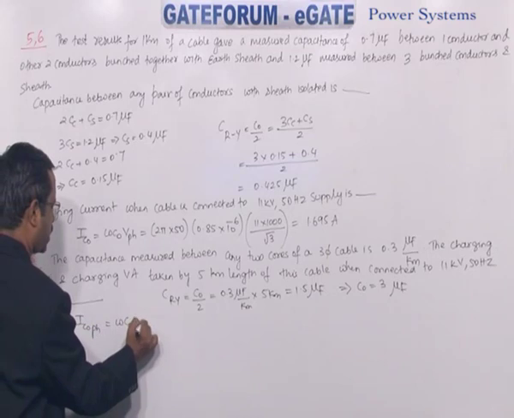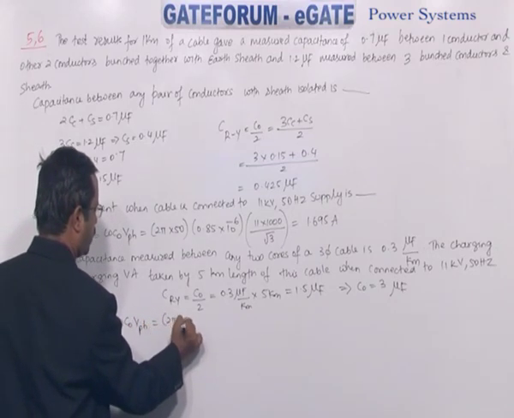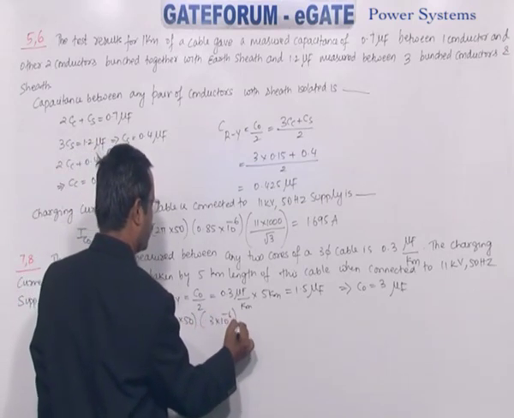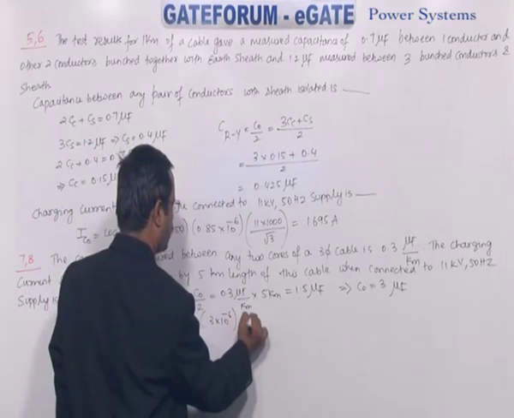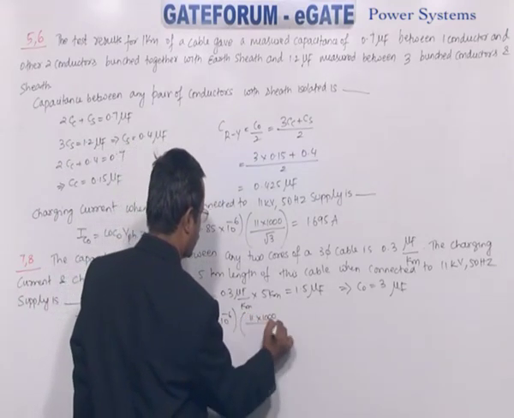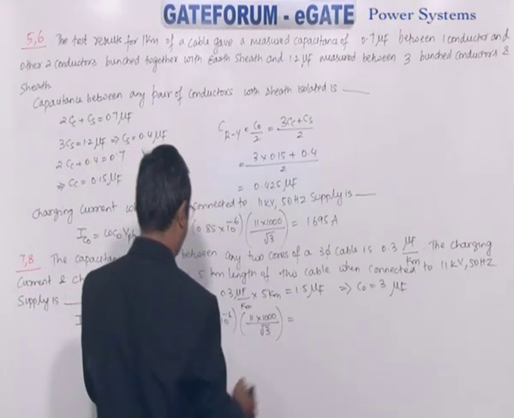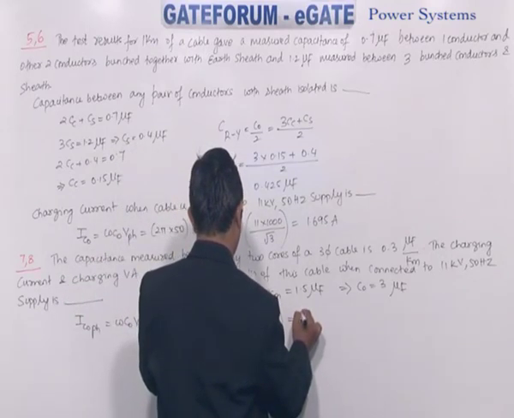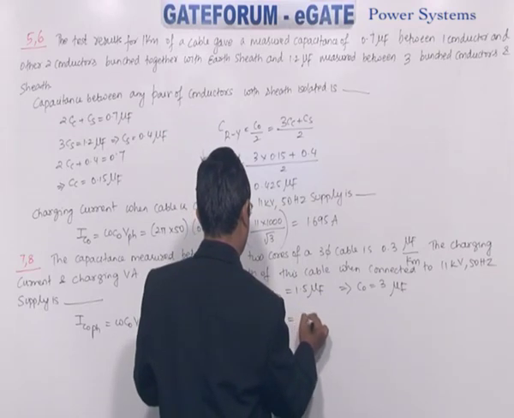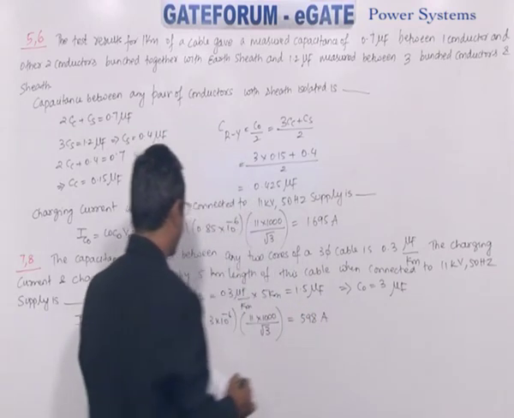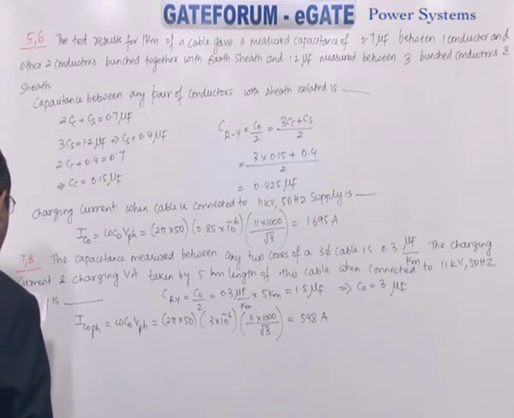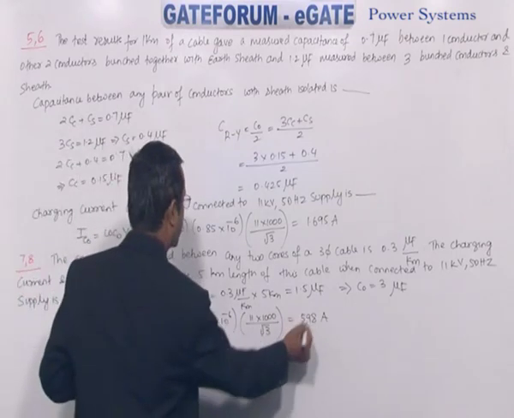So now we can find the charging current per phase. That is omega C0 V phase. F is 50, C0 is 3 microfarads. What is the phase voltage? Line voltage 11 kV divided by root 3. On simplifying this, you get the answer as 5.98 amperes.